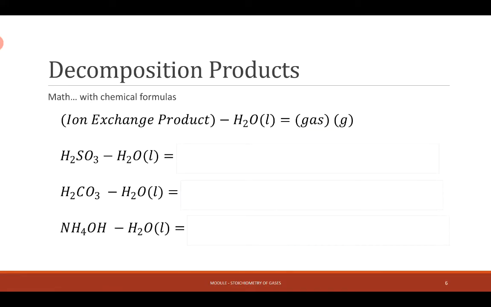If you can remember that these polyatomic ions break apart into water and some gas, you can actually figure out the chemical formula of that gas by doing a little bit of mathematics on this chemical formula. For instance, H2SO3 has 2 hydrogens and 3 oxygens. If I subtract out water, which has 2 hydrogens and 1 oxygen, I am left with no hydrogens, and I am left with just 2 oxygens. So my product is SO2 gas.